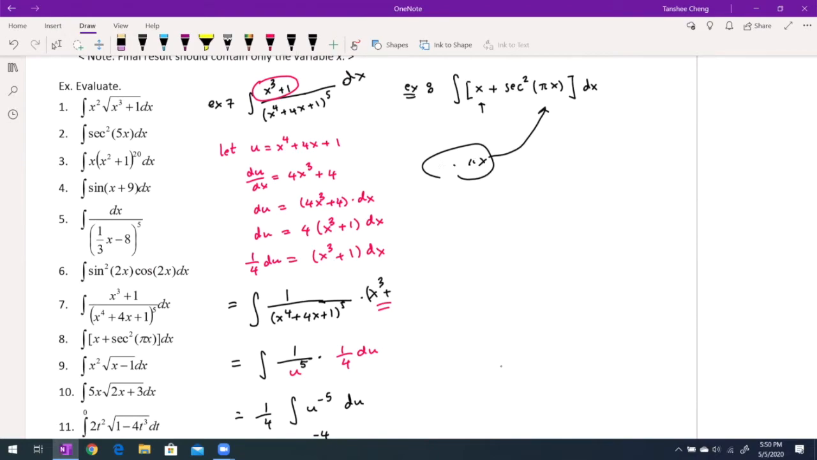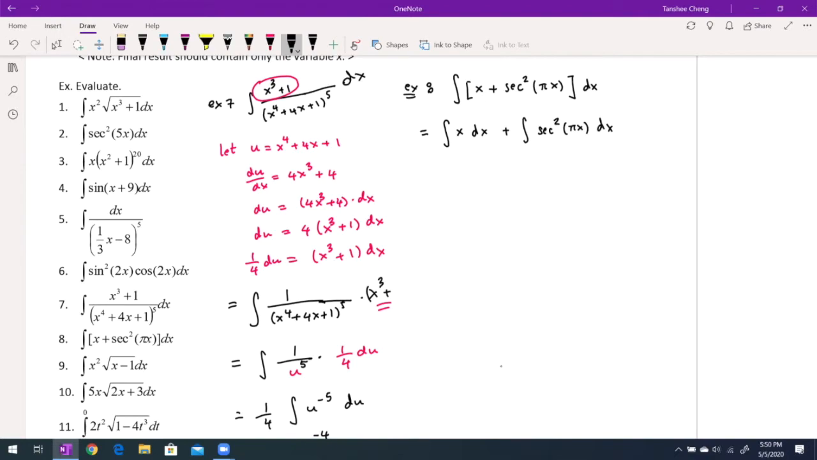So for this one, that's why I put this example. Because a lot of times we will get used to our integrand being only one term. Notice that from example 1 to example number 7, all of our integrands are one term only. Now I give you multiple terms. So you need to remember that taking the integral of a sum is basically the sum of the integrals. So I can look at it as integral of x dx plus integral of secant squared pi x dx.